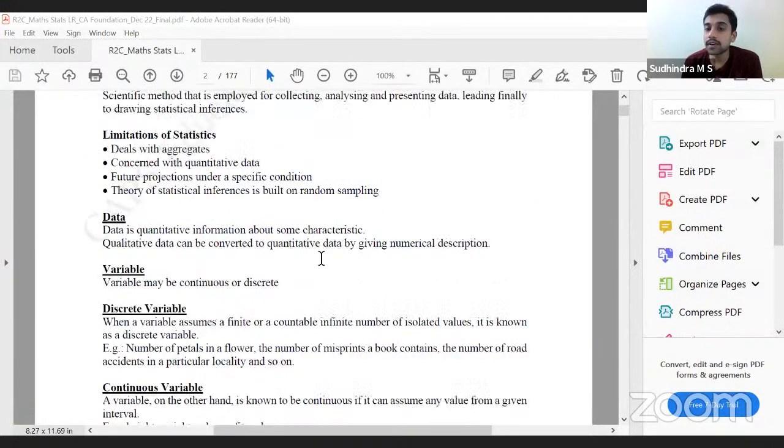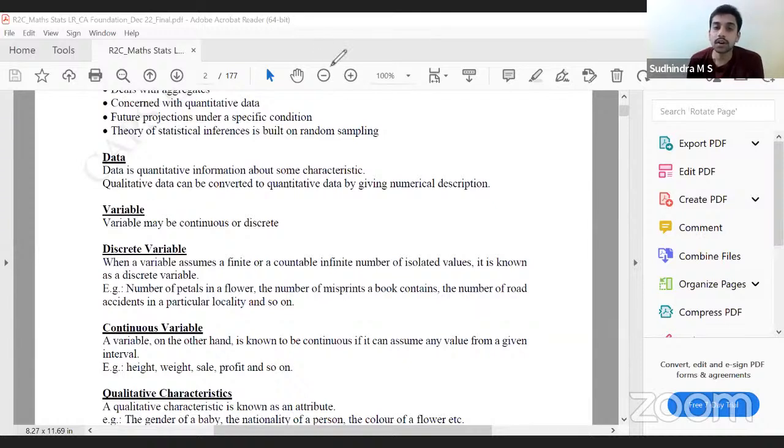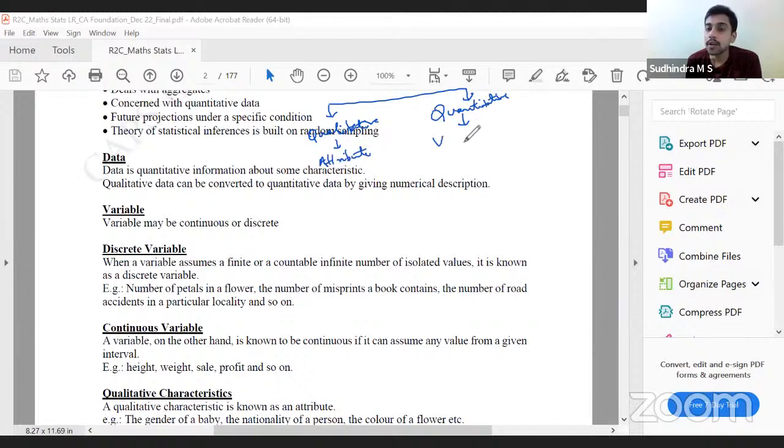Then we discussed data. Data is whatever information that we collect. There are two types: qualitative data and quantitative data. Qualitative data is called attributes. Quantitative data, numerical facts, is called variable. Under variable, we have two kinds: discrete variable and continuous variable. What are discrete variables? Those variables which take only a finite number of values in the given range. They are discrete. However, if they can take any number of values in the given range, they are continuous.